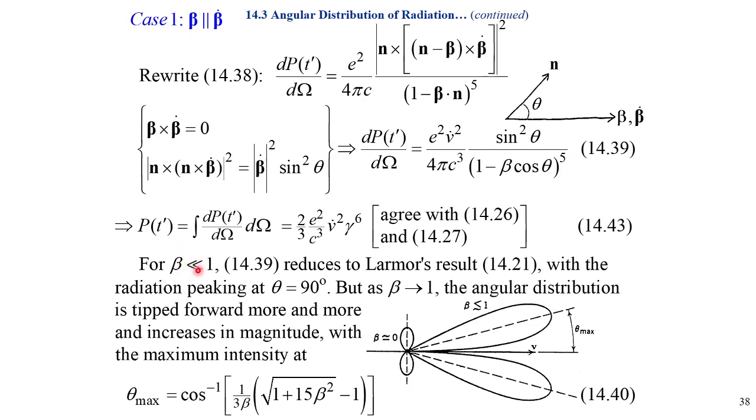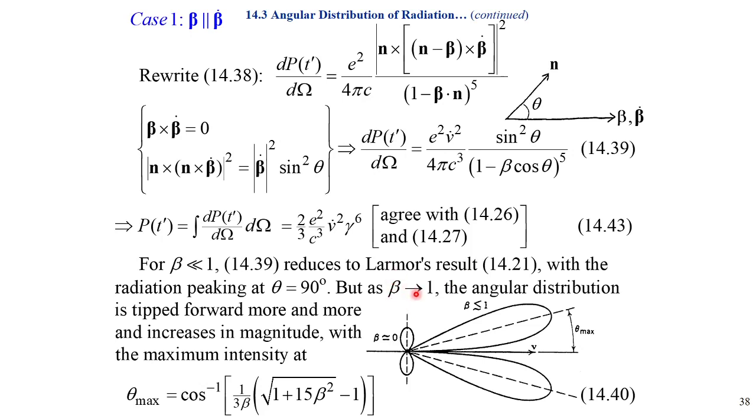For beta smaller than 1, these equations reduce to Larmor's formula with the radiation peak at 90 degree, okay, perpendicular. When beta is very close to 0, it just focus on perpendicular angle, and not this one. More an increase in the magnitude with the maximum intensity at this one. Okay, let's simplify to when beta is very small, we can reduce to Larmor's formula.